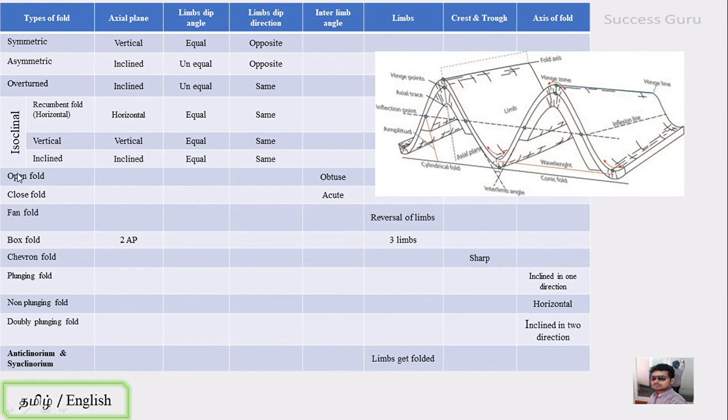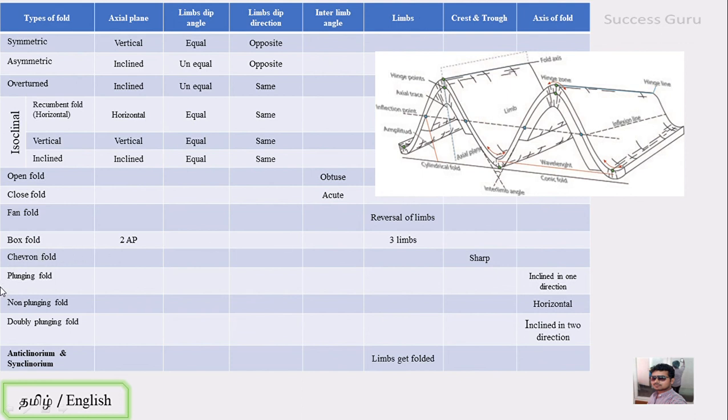Then open fold is one where the interlimb angle is obtuse, and in the closed fold the interlimb angle will be acute. Okay. And in fan fold, what happens? The limbs are reversed, so the anticline will be dipping towards each other, and the syncline will be dipping away from each other. When you're talking about box fold, what happens? There will be two axial planes. In other cases, there will be only one axial plane, right? And there will be three limbs. In other cases, if you compare, there will be two limbs only.